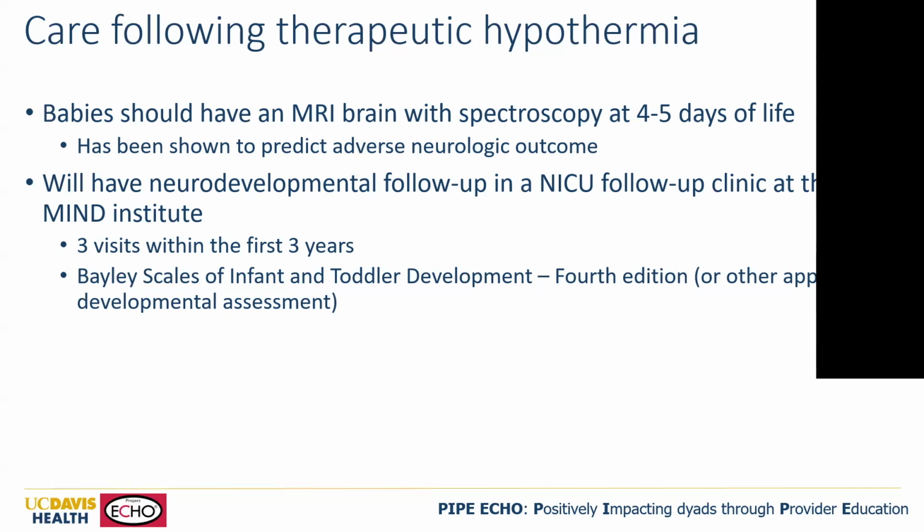And then they'll all have neurodevelopmental follow-up. For us, that's at the Mind Institute. So they'll be seen for 3 visits within the first 3 years. And typically that's the Bayley Scales of Infant and Toddler Development, 4th edition. But if for some reason they're really impacted developmentally, or that's not an appropriate scale for them, then they will use some other appropriate developmental testing.